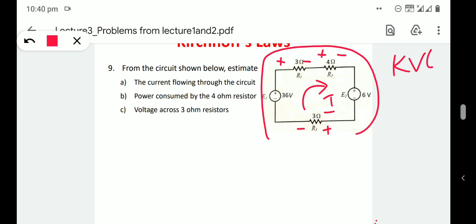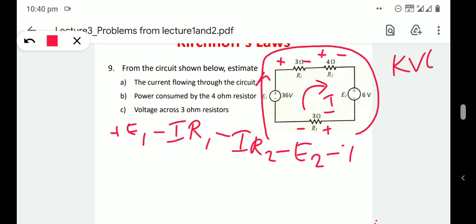As we go like this, in E1 we are moving from negative to positive, so there is a rise in voltage, so plus E1. Then the voltage across R1 will be negative because we are moving from plus to minus. If the current is I, voltage across R1 will be I into R1, so minus I into R1. Then next, R2: minus I into R2. Then again minus E2, then minus I into R3, equal to 0.